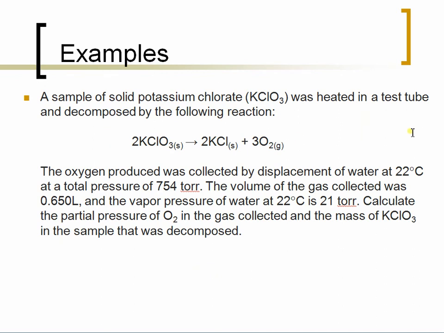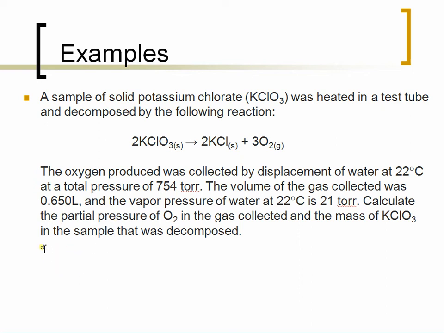So here, a sample of solid potassium chlorate was heated in a test tube and decomposed by the following reaction. So this relates to the previous picture. The oxygen produced was collected by displacement of water at 22 degrees Celsius and a total pressure of 754. So this is my total pressure. The volume of the gas collected was 0.650 liters. And the vapor pressure of water, so here they're telling me the info that you'd probably look up in a table, but here they're giving it to you in the problem. Calculate the partial pressure of oxygen, O2, in the gas collected and the mass of the potassium chlorate in the sample that was decomposed.